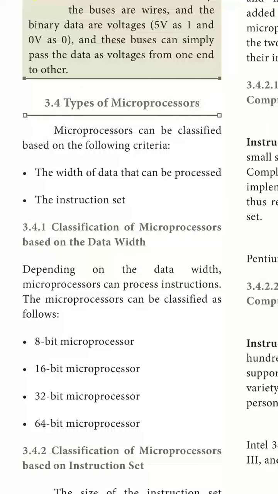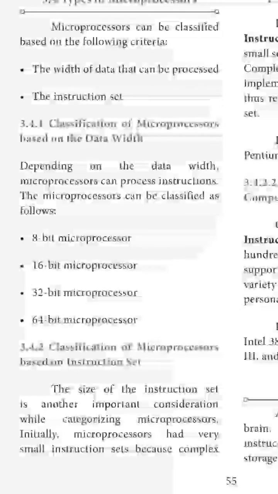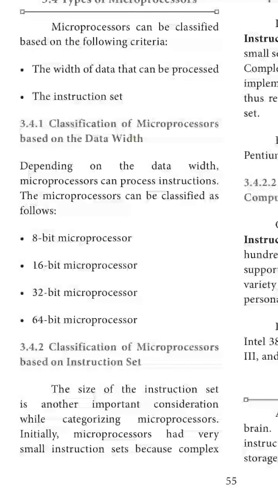Microprocessor can be classified based on the following criteria. There are two things here: the width of data that can be processed, and the instruction set of the microprocessor. First of all, we'll see the width of data. Classification of microprocessor based on data width. Depending on the data width, microprocessor can process instruction. The microprocessor can be classified as follows: 8-bit microprocessor, 16-bit microprocessor, 32-bit microprocessor, and 64-bit microprocessor.